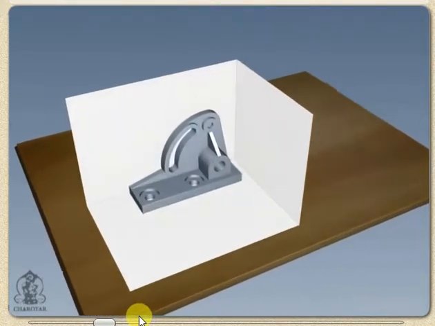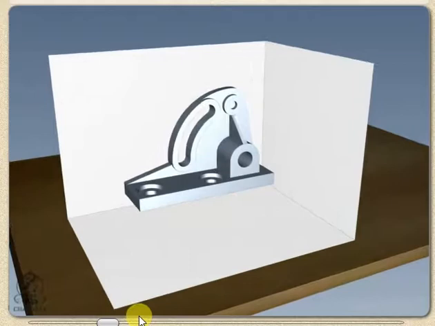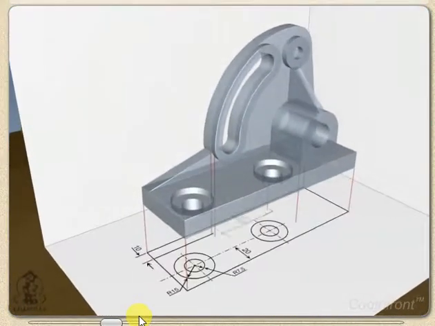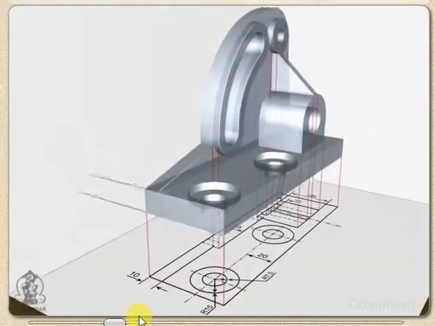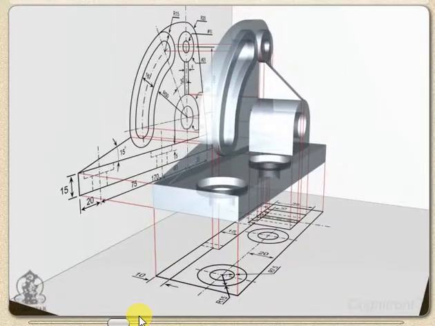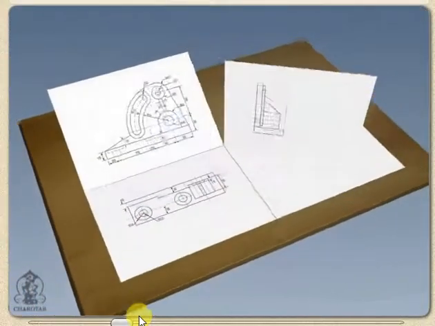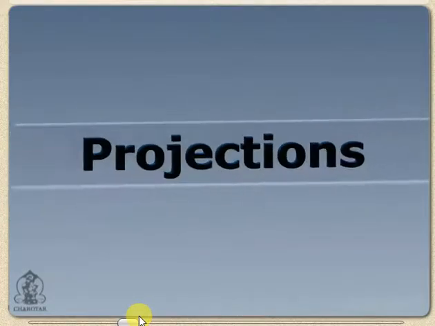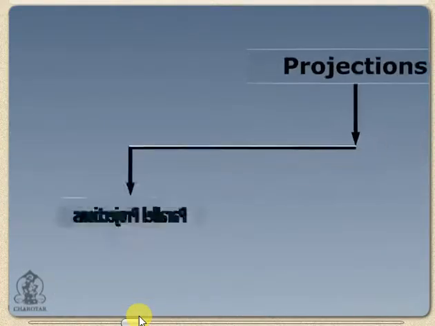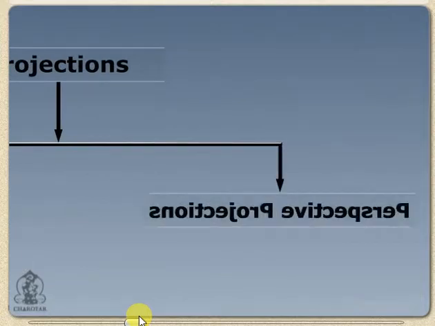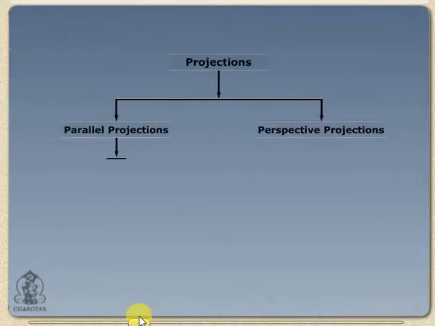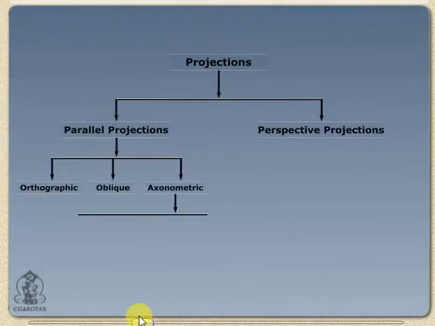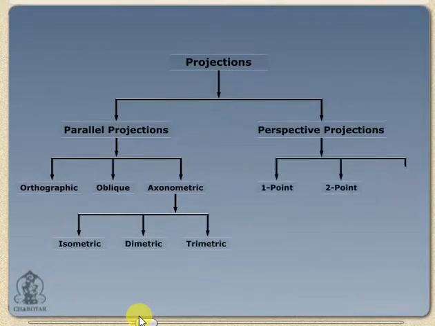So first, let's take theory of projections. The word projection means to throw forward. It is a process of plotting an object or entity on imaginary planes. Projection has two types. First is parallel projection and second is perspective projection. Each of these in turn has further subtypes.